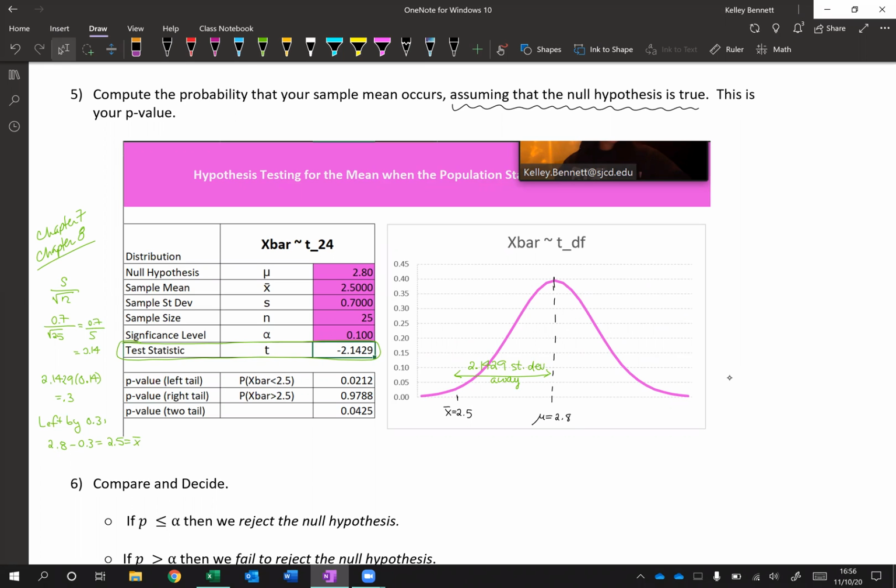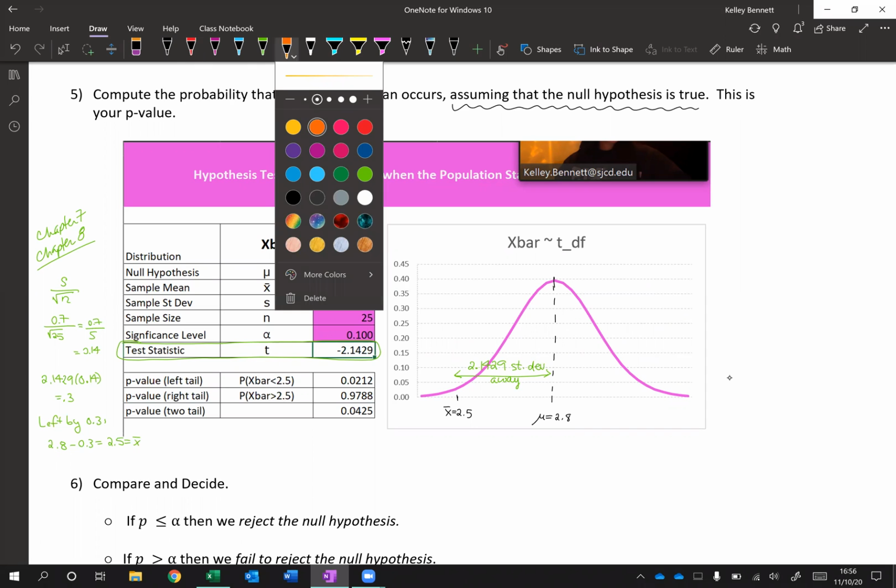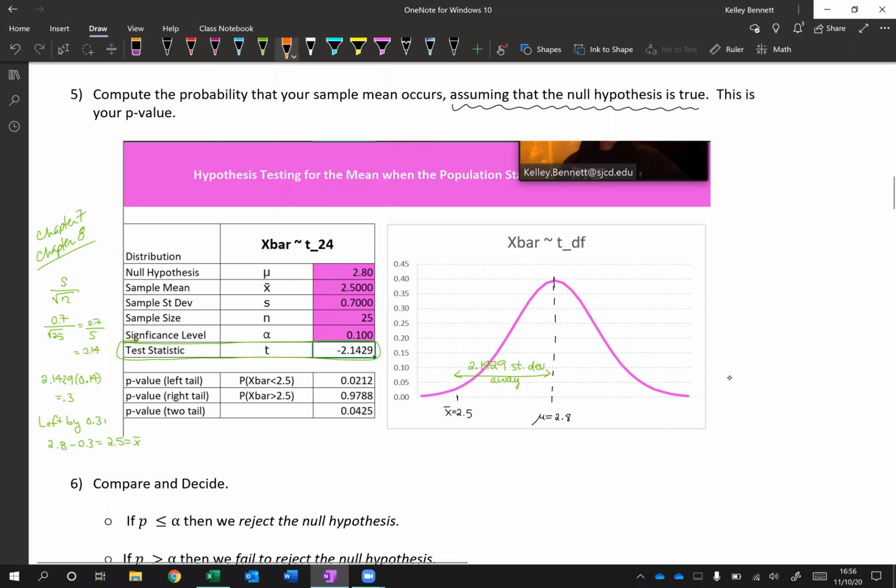Hypothesis test. So I'm 2.1429 standard deviations away from mu. Is that so far away that I would think they're lying to me about this mu being 2.8? Well, how can we decide that? We've got to look at what our rejection region is. And so we can really think about it as we did before. You've got a rejection region, and actually our rejection region ends up being here.